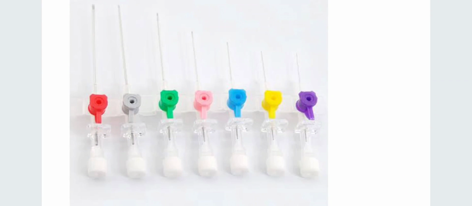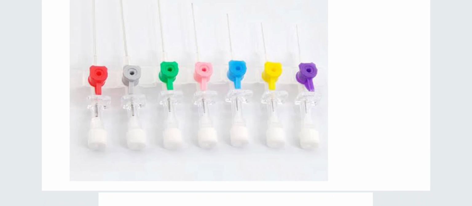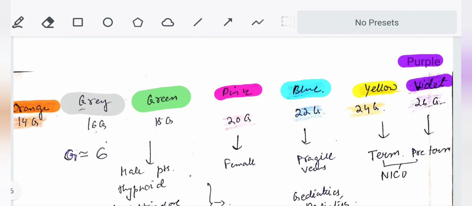So here are the different types of IV cannulas. They are given a color coding according to their sizes. So we will see the mnemonic to remember them. So here we can see the cannula sizes and their color coding.